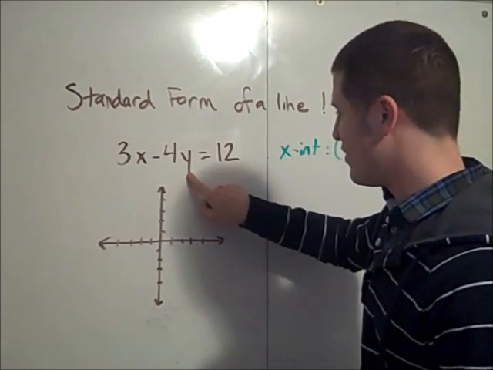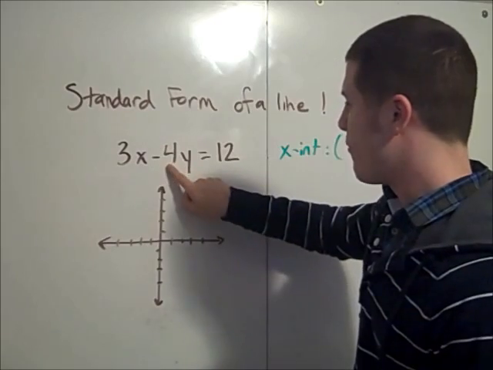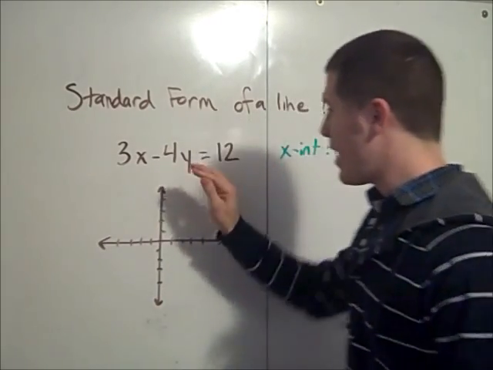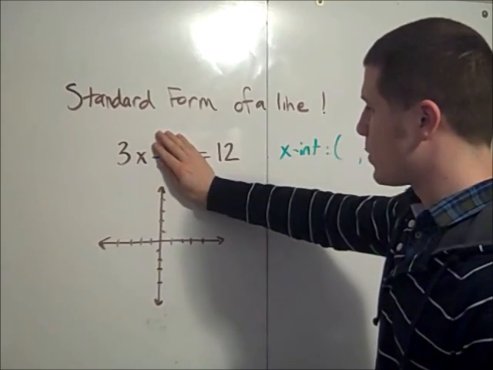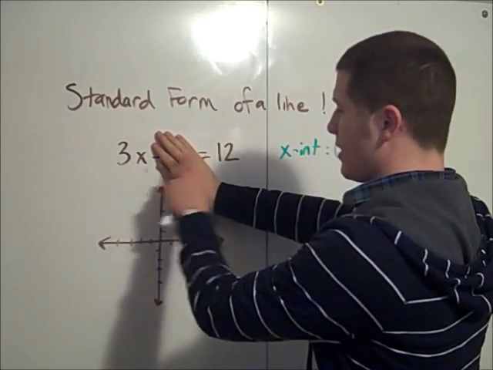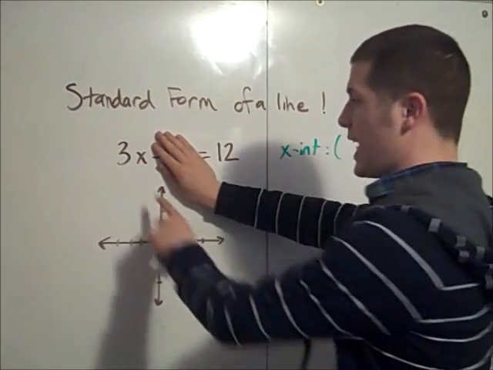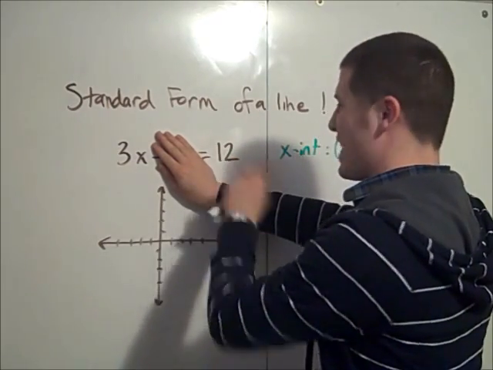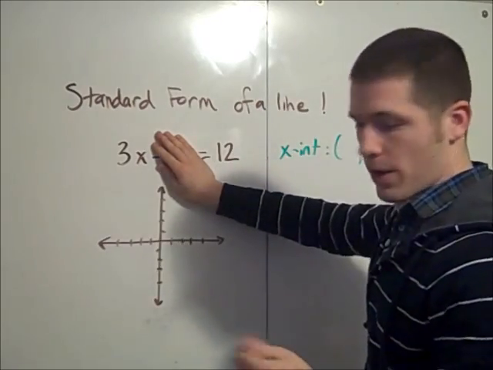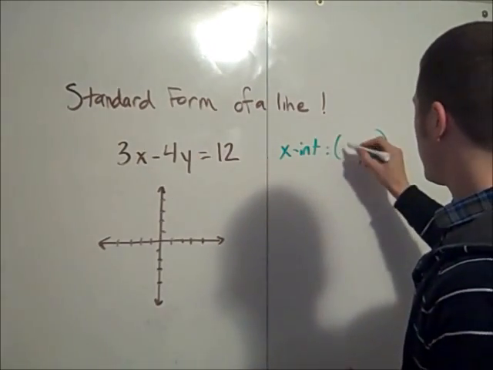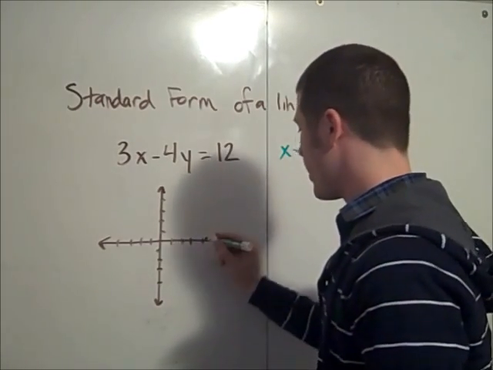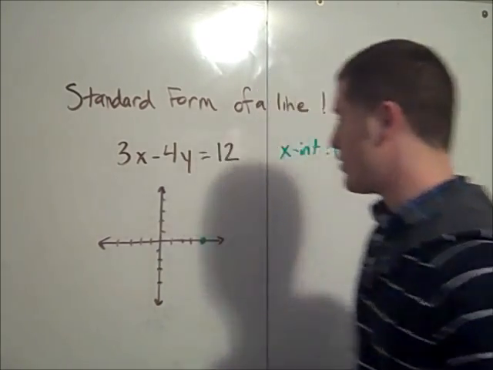If the y value is 0, then 4 times 0 is 0, so that term sort of goes away. It becomes 0, and then I have 3x = 12. To get the x value at this point, you would just divide both sides by 3, and 12 divided by 3 is 4. So we know that the x-intercept is the point (4, 0). So we have 1, 2, 3. There's the x-intercept at (4, 0).